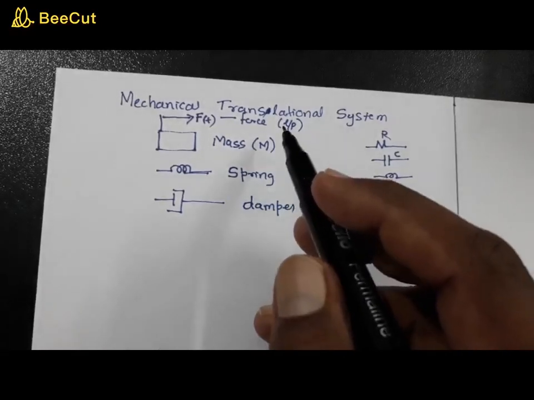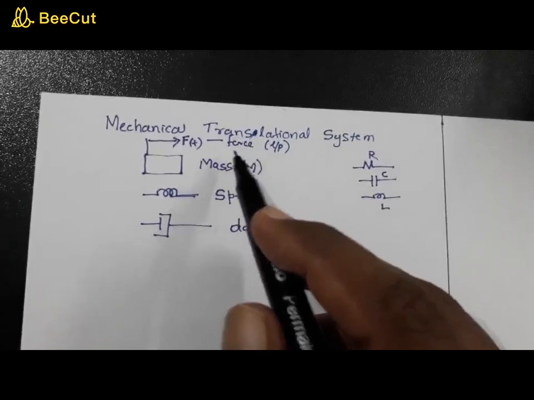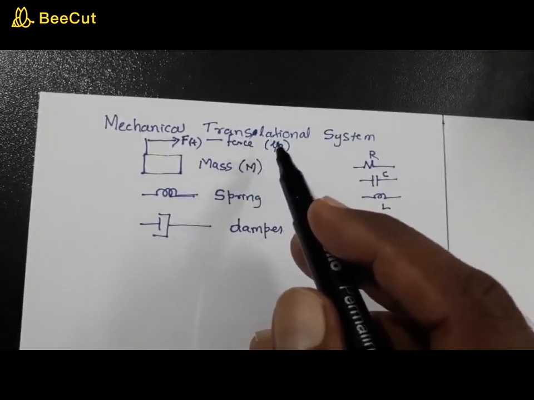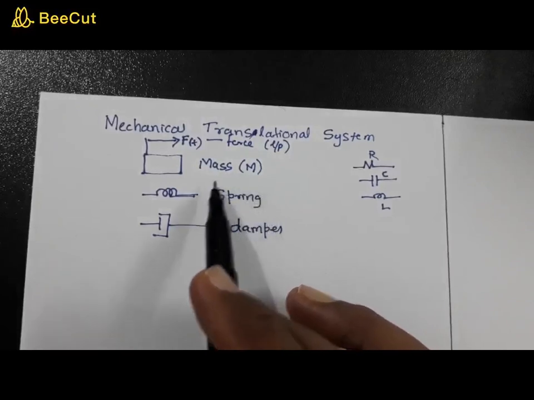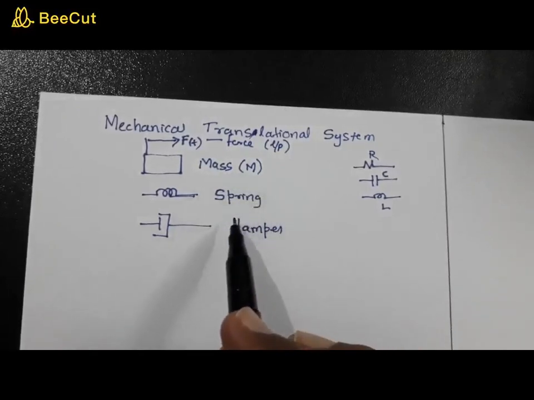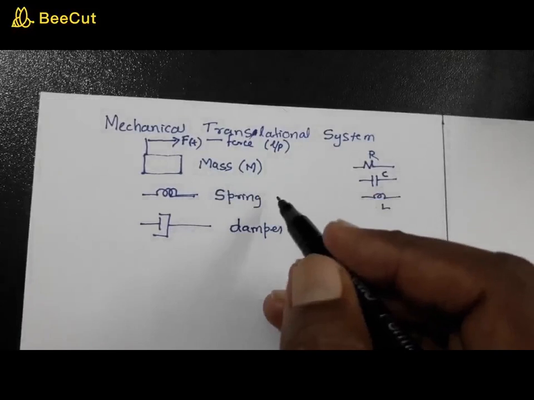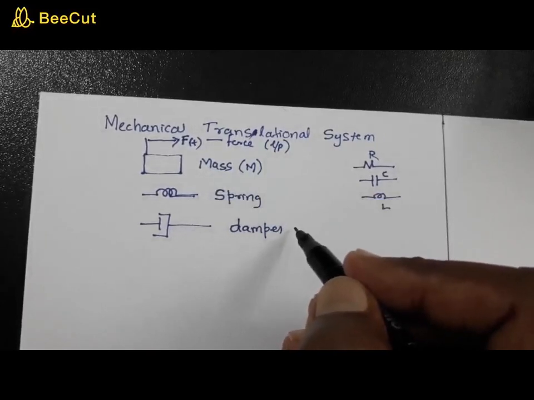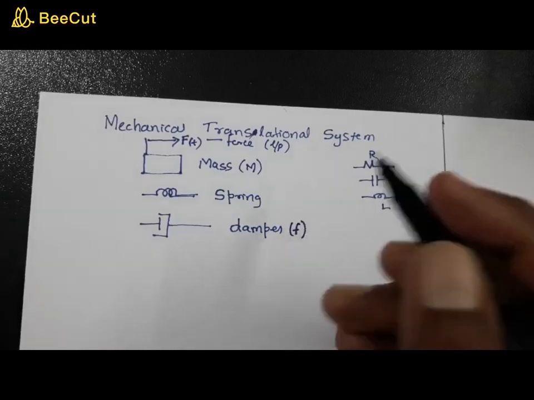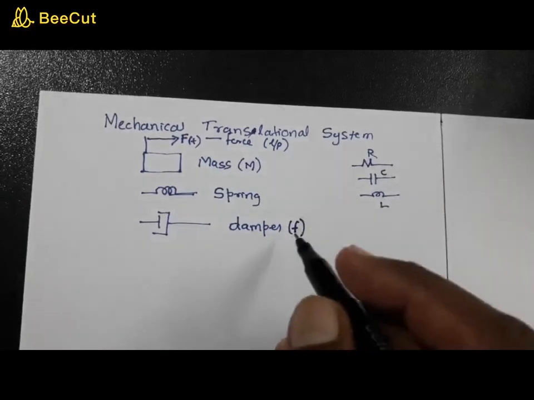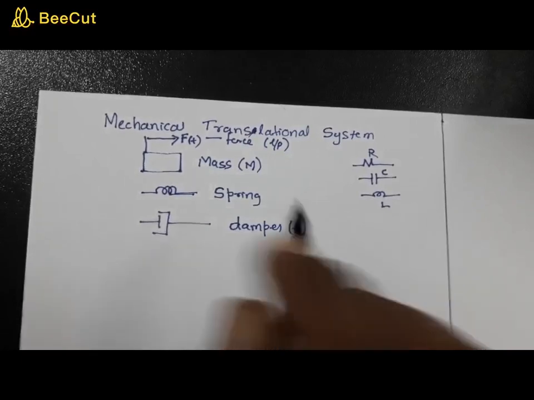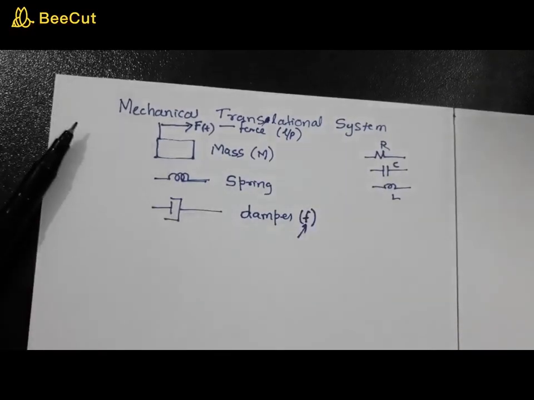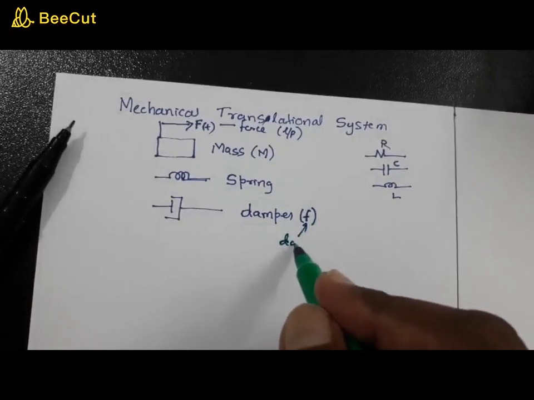This input force, which is applied on the mass, gets distributed to the spring as well as the damper. Now, coming to the damper, it has a coefficient called the damping coefficient, which is represented by small letter f. f is a constant damping coefficient. So this f is called the damping coefficient.